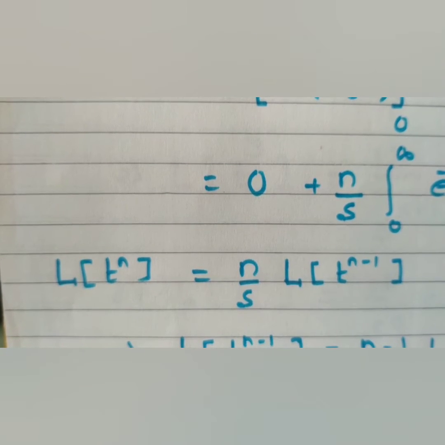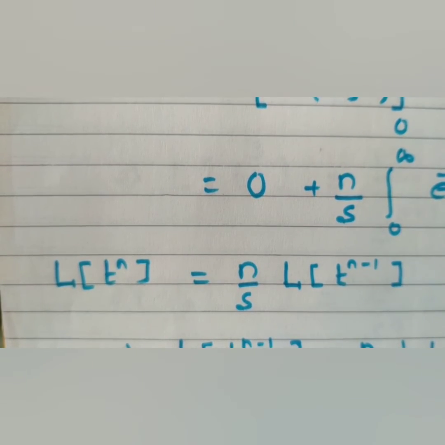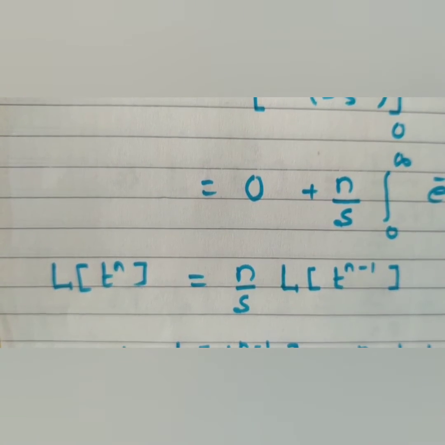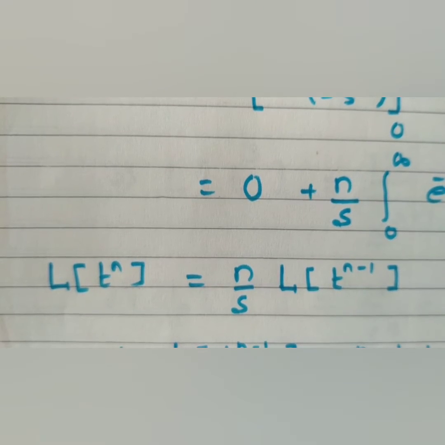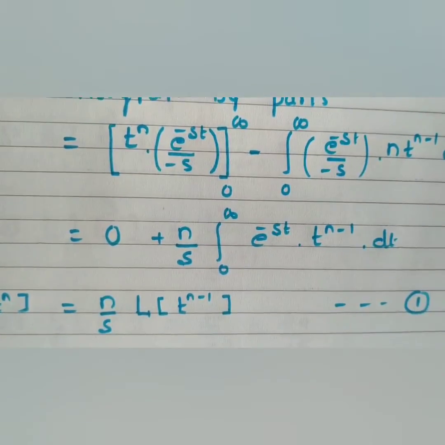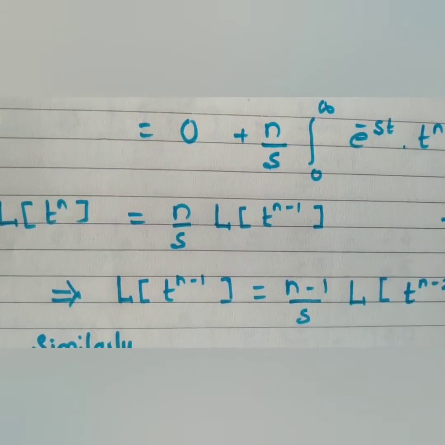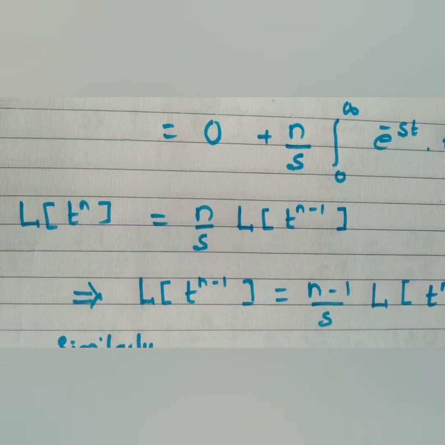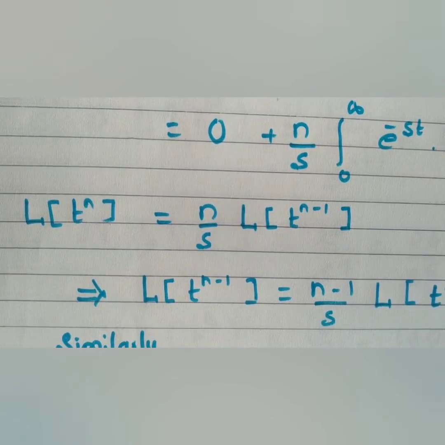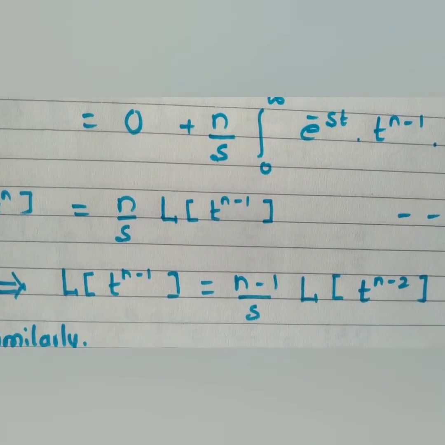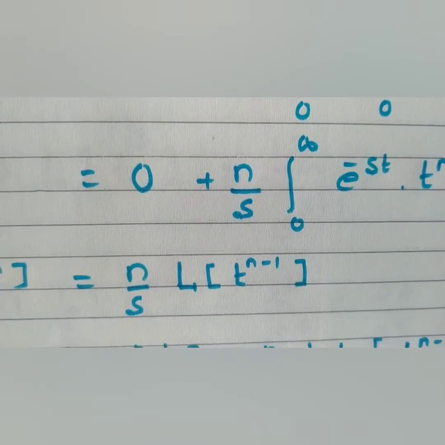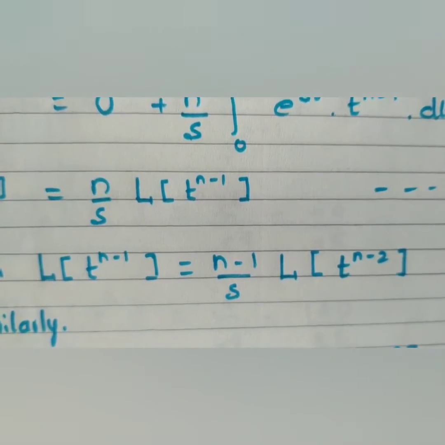Observe, L of t raised to n is n by s into the remaining Laplace, t raised to n minus 1. That is L of t raised to n is n by s into L of t raised to n minus 1. You may call this expression 1. Now what is L of t raised to n minus 1? With the help of L of t raised to n, we may write it. If it is t raised to n, it is n by s. If it is t raised to n minus 1, it is n minus 1 by s. If the Laplace is of t raised to n, the remaining is t raised to n minus 1. Here it is n minus 2 left.